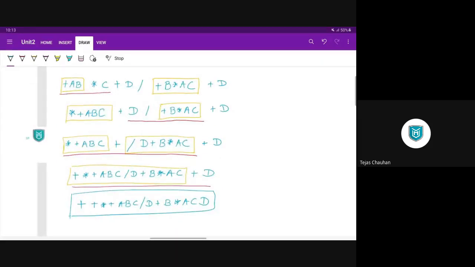Got this? Look, when you practice more and more, after that you will be able to write this prefix expression directly without going through these many steps. Okay.